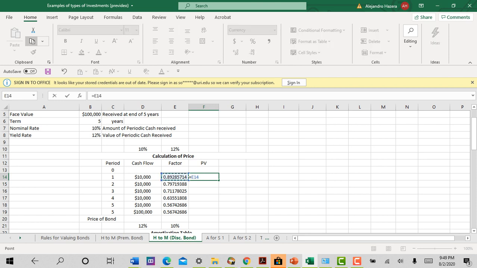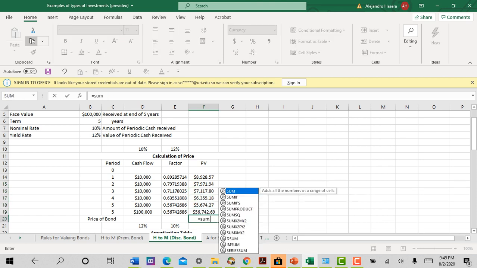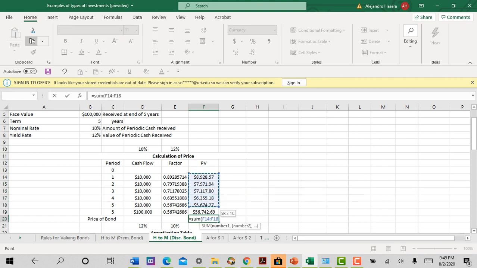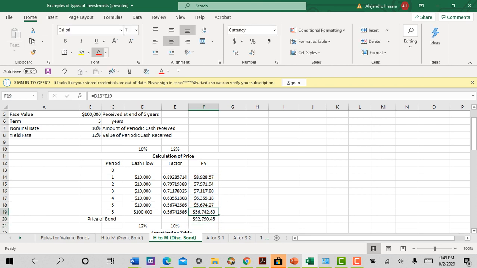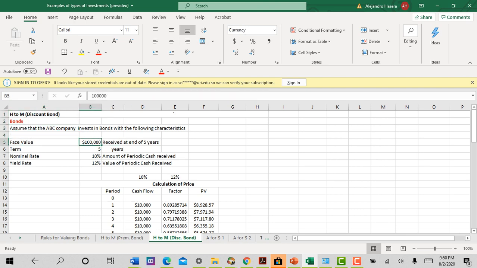Okay, and so the first $10,000 payment going 1 year out has a present value of $89.28, and then we'll just go ahead and get all the present values. And the numbers do look low. If you recall from the last example, these do look low compared to the other example, which means that you're going to get a low price for the bond. So it is a discount bond because the price of the bond, which is $92,000, is less than the face value of the bond, which is $100,000.